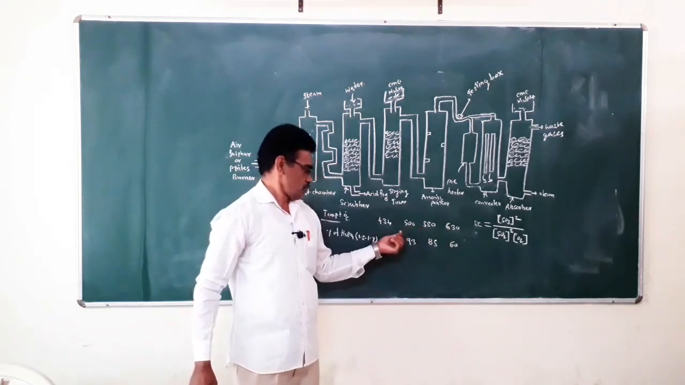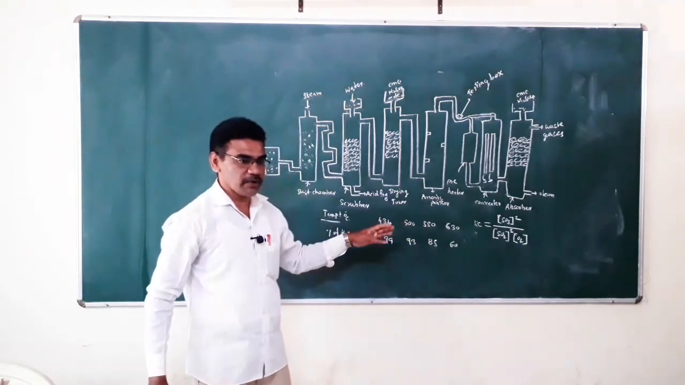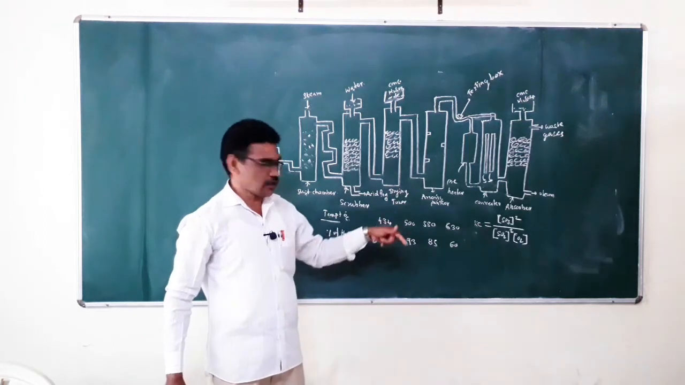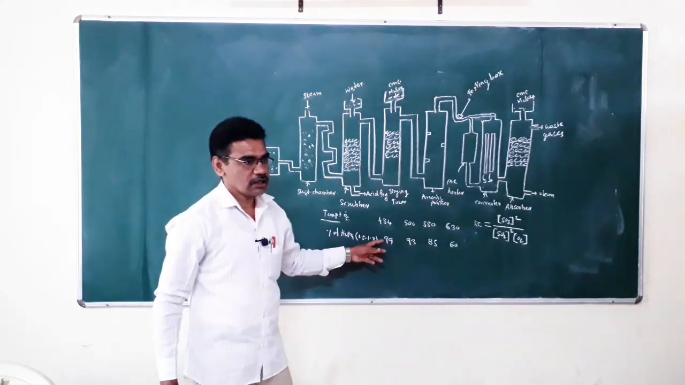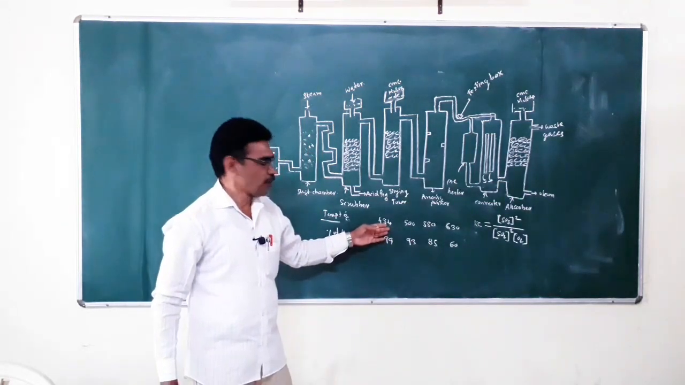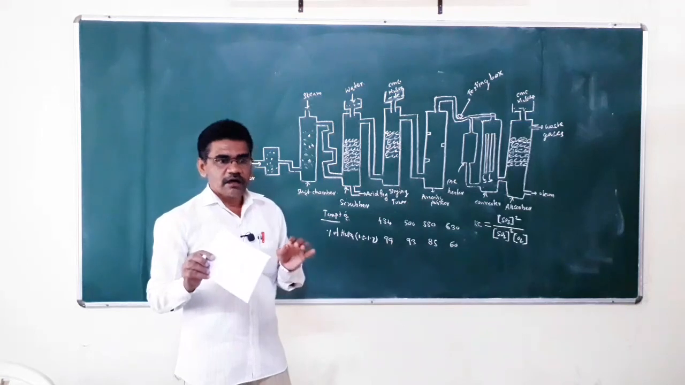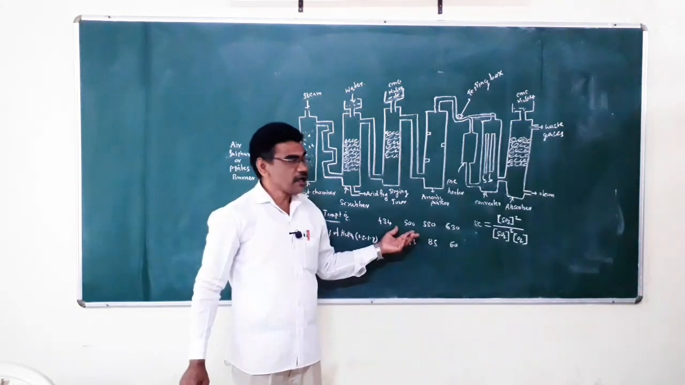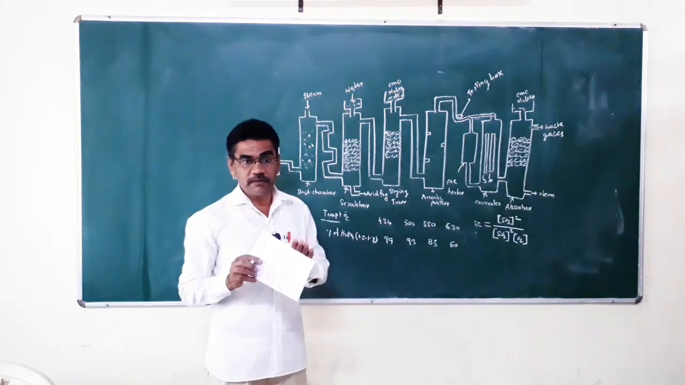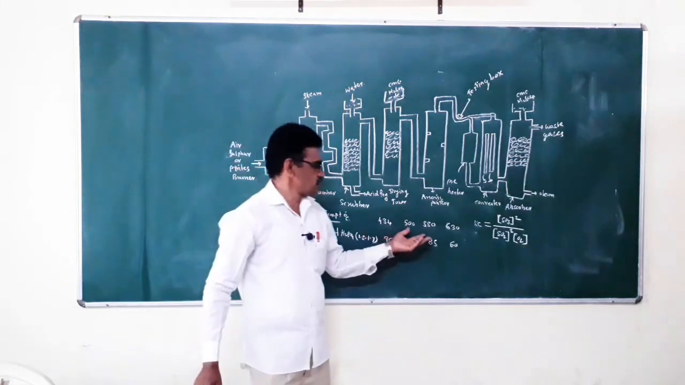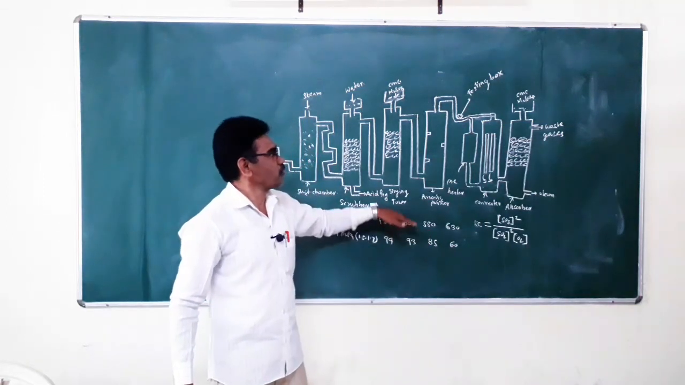Lowering the temperature, increasing the pressure, and increasing the concentration of sulfur dioxide and oxygen increases the percentage formation of SO3. But at low temperature, the rate of the reaction is very low, and therefore the rate of reaction is increased by using the catalyst. Catalyst does not change the equilibrium constant or the equilibrium position, but increases the rate of the reaction. This is the physicochemical principle for the manufacture of sulfuric acid by contact process.